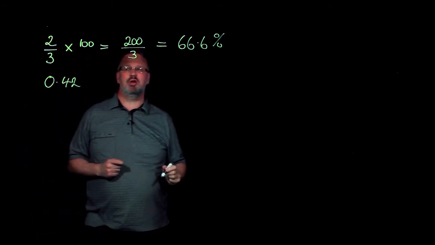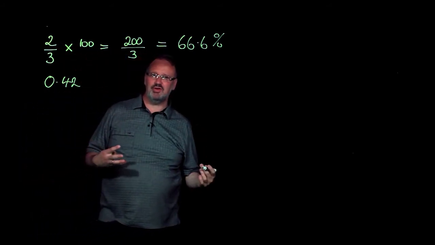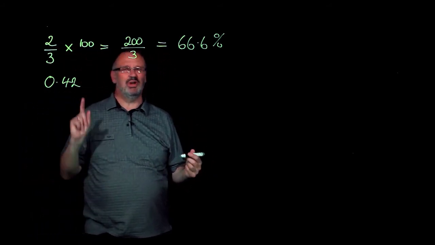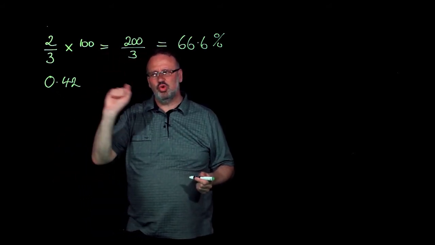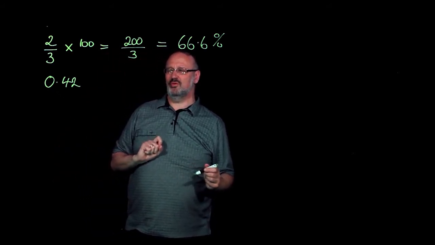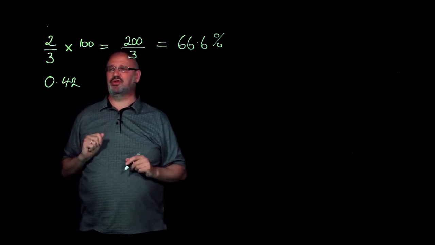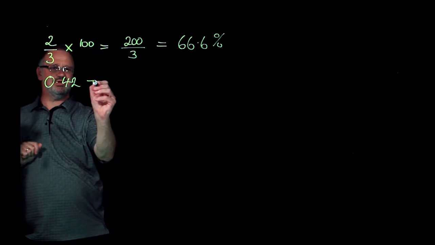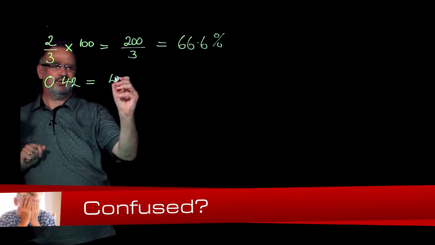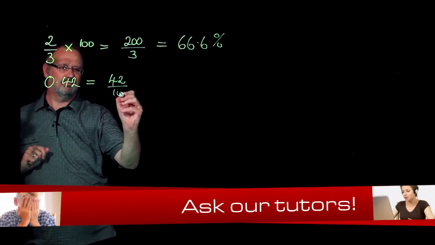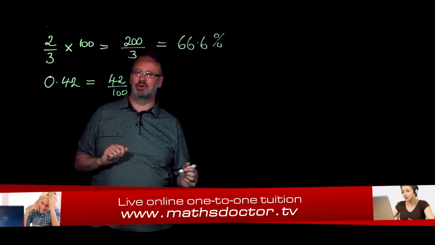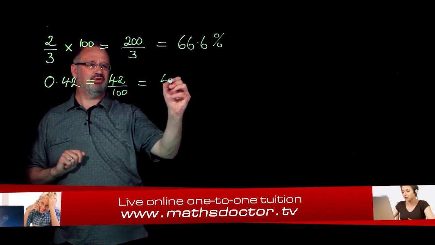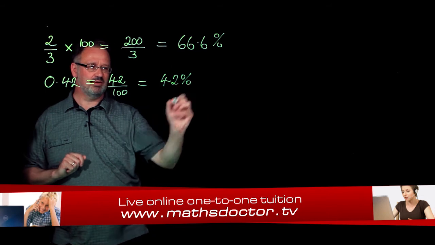Now, let's move on into the decimal 0.42. I want to say, what is this as a percentage? Well, first things first, let's have a look to see what we mean by 0.42. The first column here is the tenths column. The second column here is the hundredths. So I could say that this is the same as 42 hundredths, an equivalent fraction. And again, we know that this is 42%.